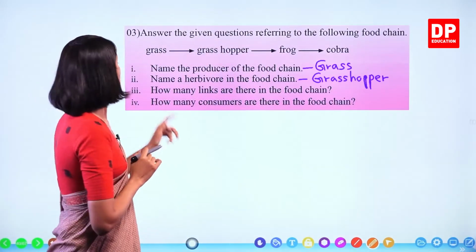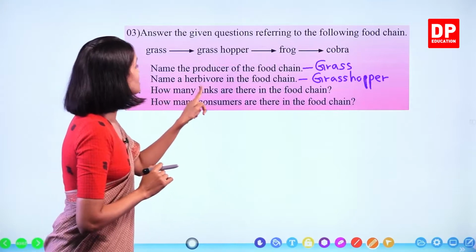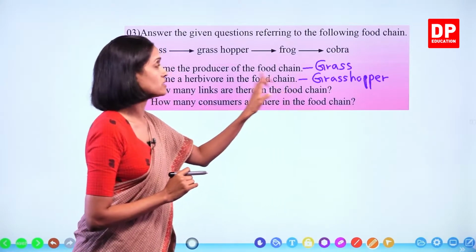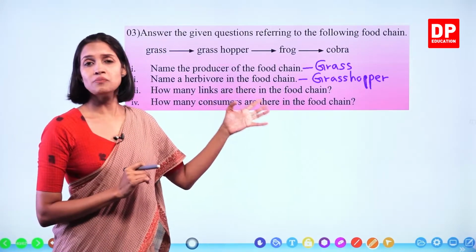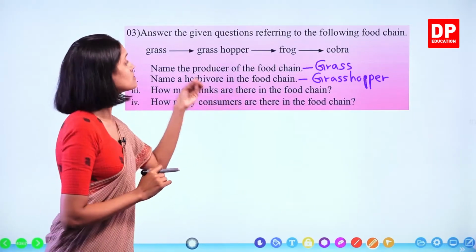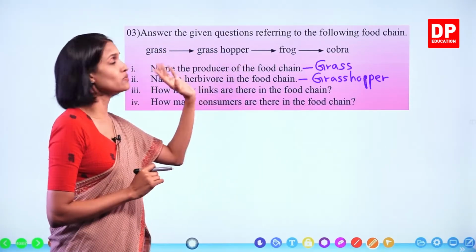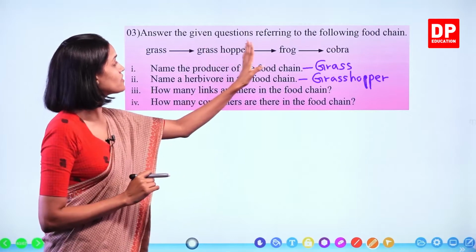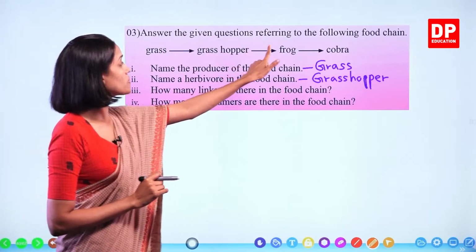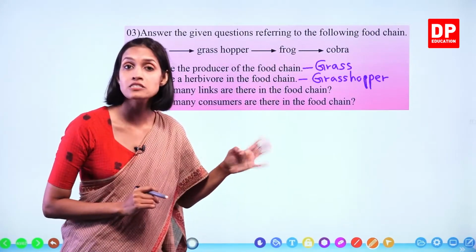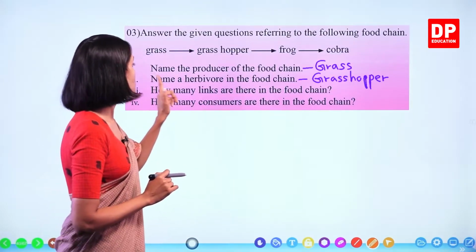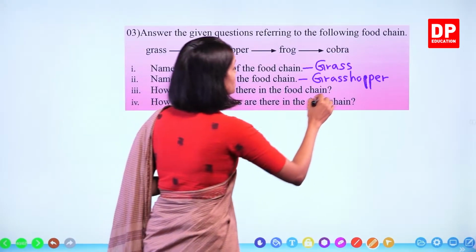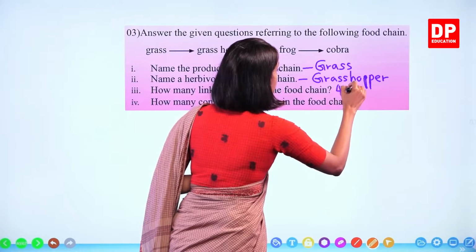Right, children? Number 3. How many links are there in the food chain? So what is the meaning of number of links? A link represents one organism, right? So how many organisms are there? 1, 2, 3, 4. So how many links? 4 links are there, right? How many links are there in the food chain? 4 links.